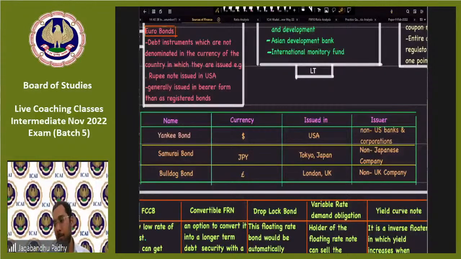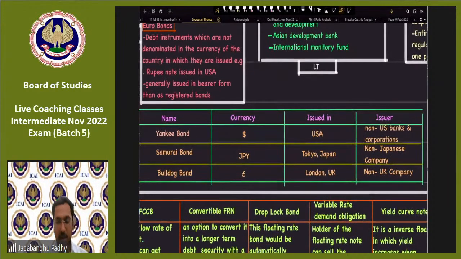Similarly, being an Indian entity, if I want to go to the UK market and raise pounds, then I, being a non-UK company, going to the UK and issuing bonds in terms of pounds, those bonds are called bulldog bonds.